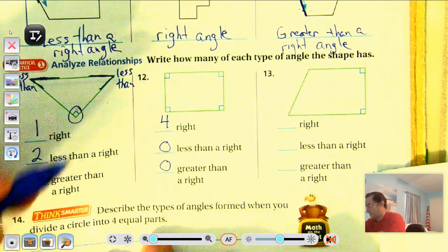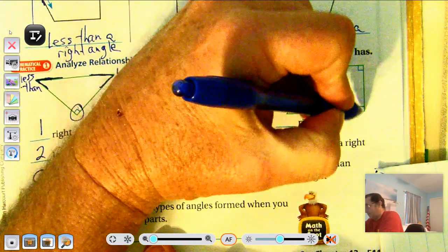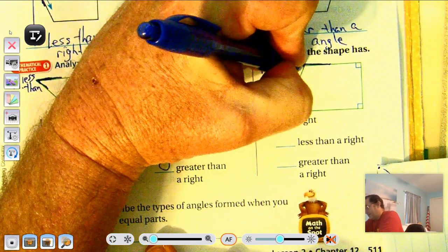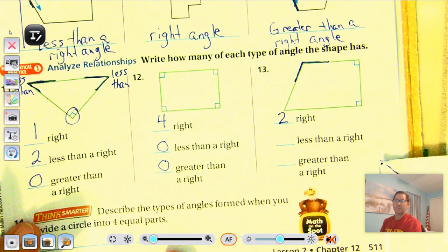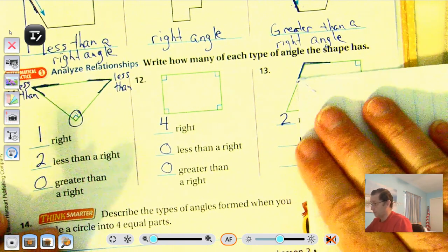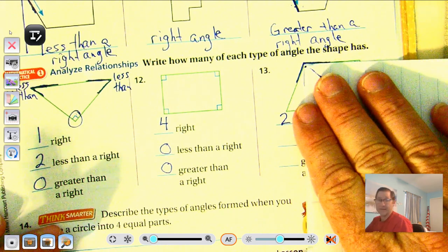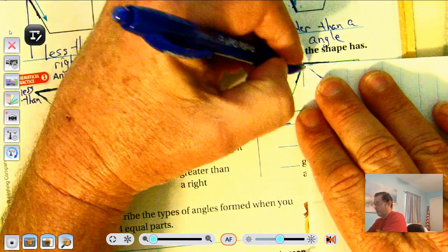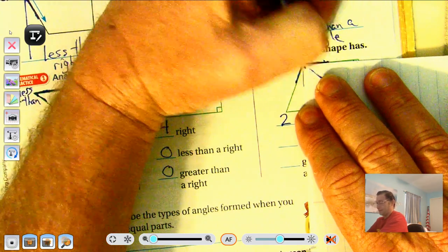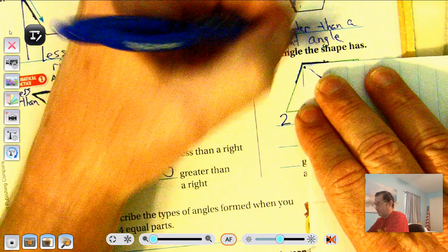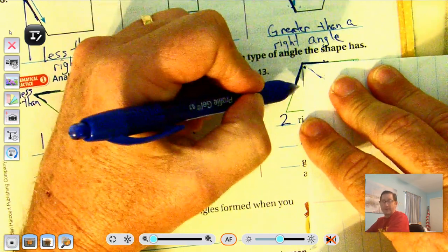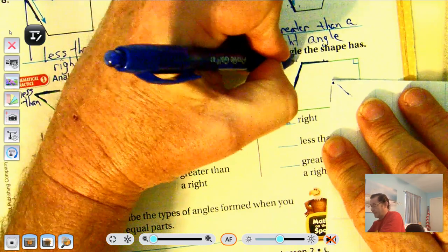All right, how about 13? Well, it gives us clues that these two are right angles. So what is that angle? Well, just looking at it, it looks greater than a 90. So put your corner of your paper so it matches up with the vertex. The point of your paper matches the vertex. You can see the top along the edge of the paper. And then I look at the other side and it's off the paper a great deal. So this angle is greater than.